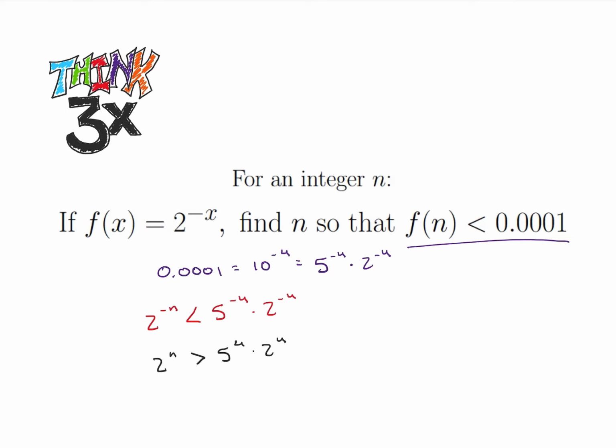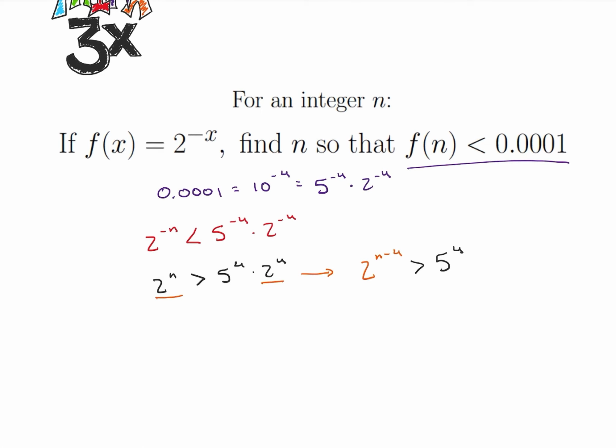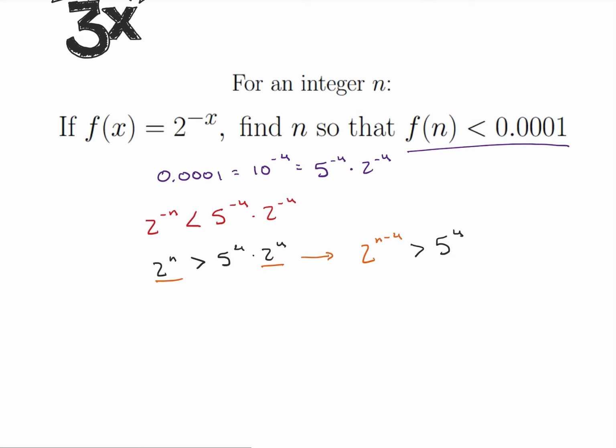I can then modify the second equation slightly to get 2 to the n minus 4 is greater than, then leaving 5 to the 4 over here. So what I just did is I combined this 2 to the n and 2 to the 4. So really what I have here is 2 to the n minus 4 is greater than 5 to the fourth. So we can go ahead and figure this out real quick.